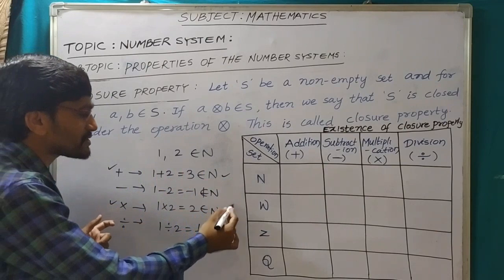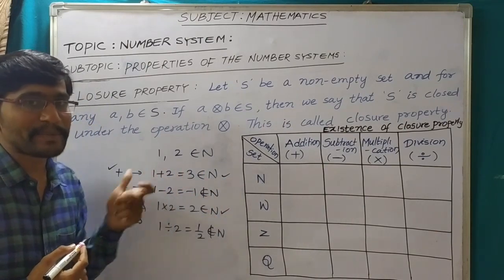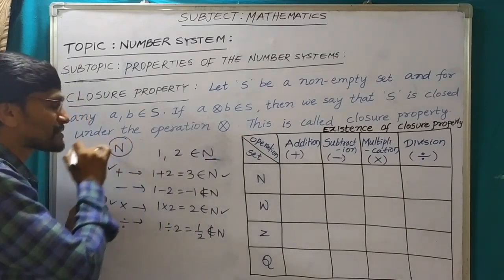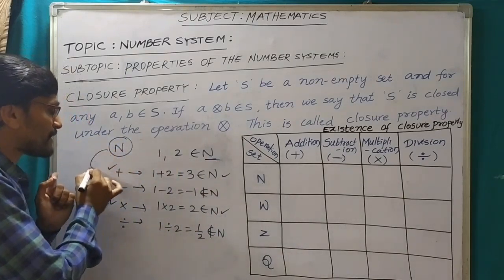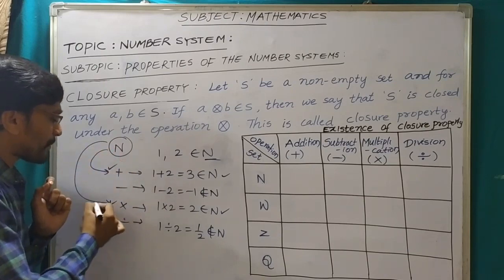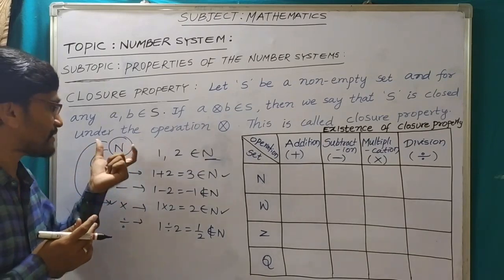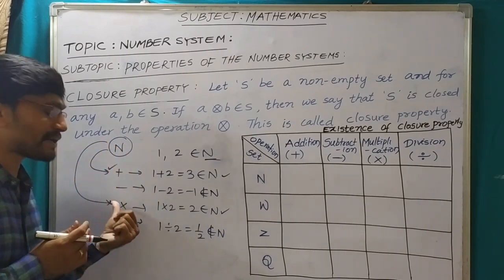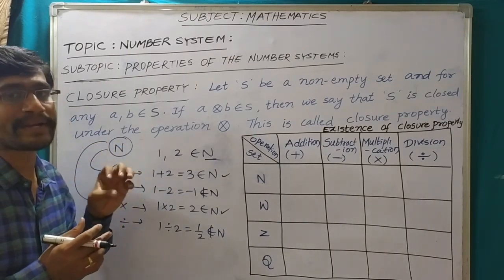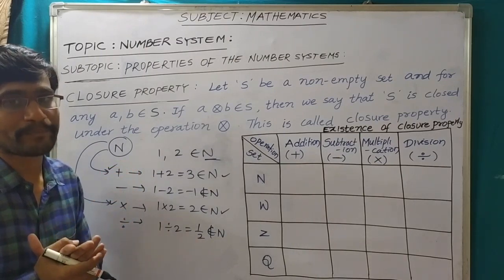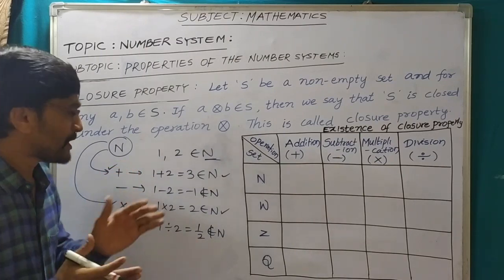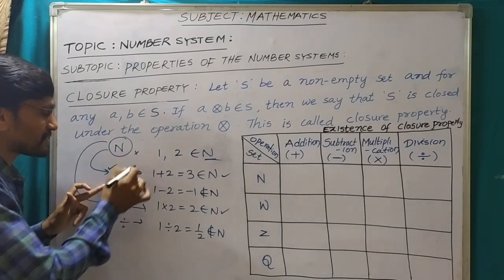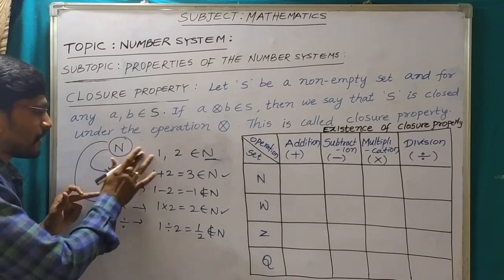Multiplication of the two natural numbers is also a natural number. That means we can say that this natural number set N is closed under addition and also under the operation multiplication. N is closed under addition and also N is closed under multiplication. This property is called closure property. So here N is not closed under subtraction. Natural numbers are not closed under subtraction.